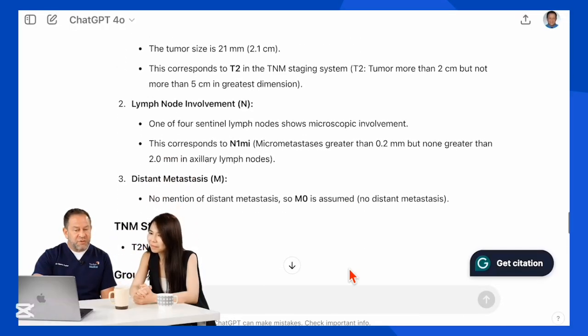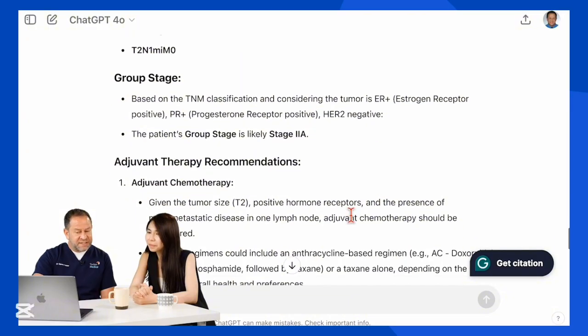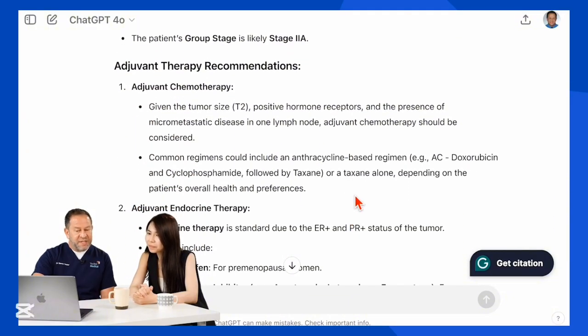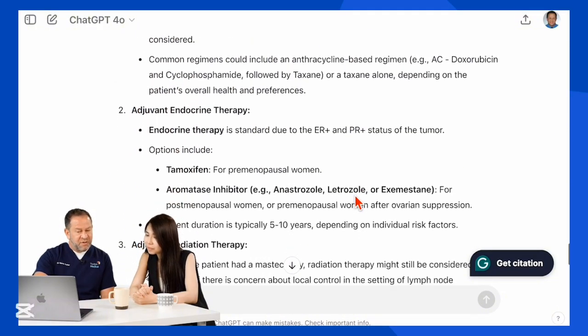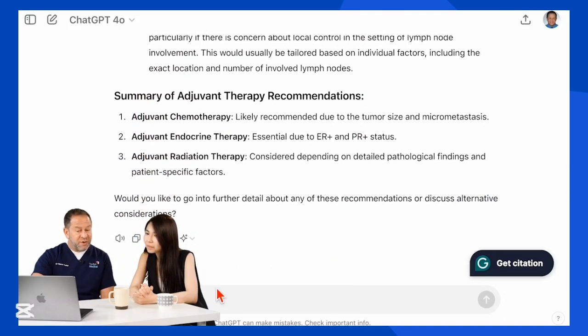Watch the next trick we'll do. So it's given us the staging, T2, N1, M1, which is correct. It's stage 2A. And the recommendations are going to be common chemo and hormone therapy, and the durations, and the summary. It's right there. Now watch this.